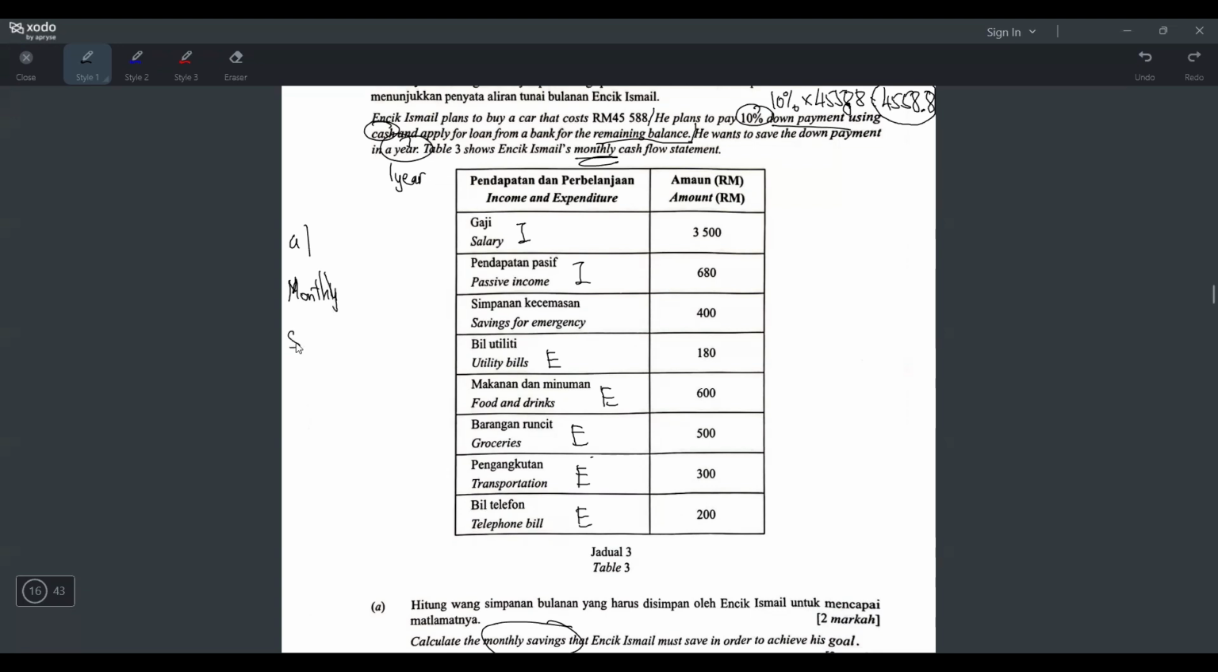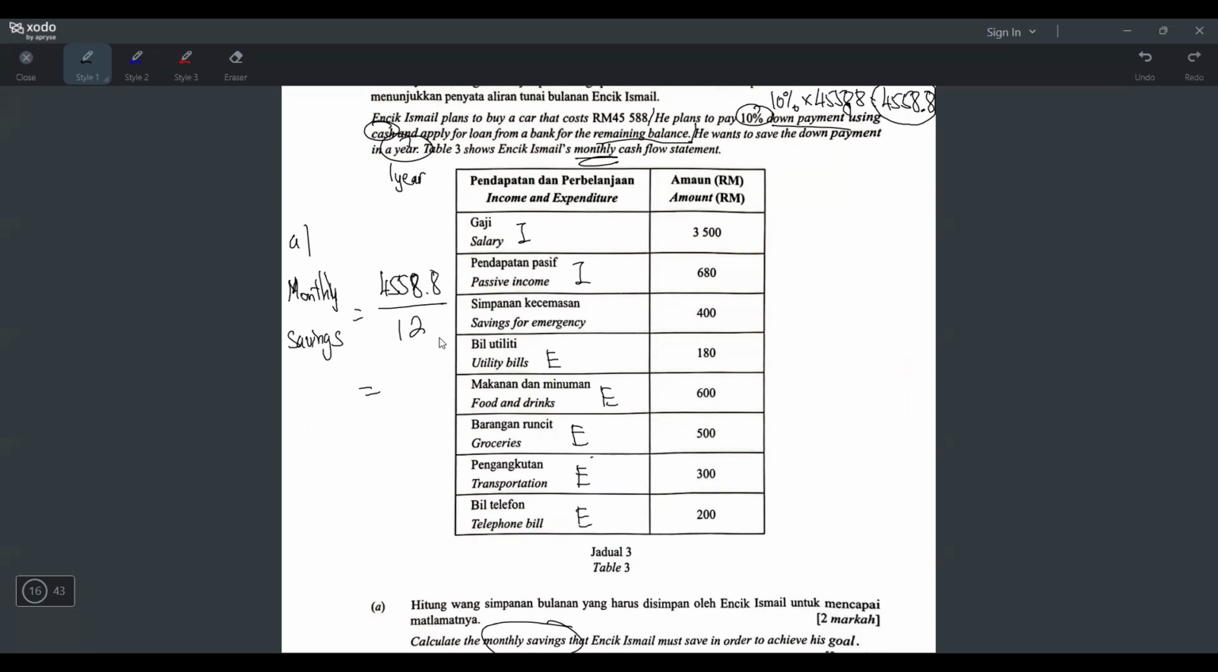Okay, monthly savings needed will be what? Okay, he want to save how many in 1 year? 4558.8, right? So if I want to know 1 month dia kena save berapa, I bagi 12 lah. That's all, right? So just tekan this, you get the answer. This so easy. Yeah? Okay, let me press. My calculator give me 379.9.